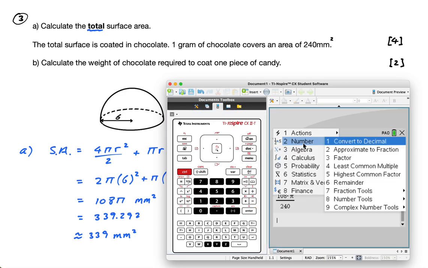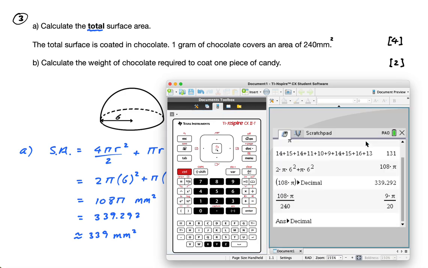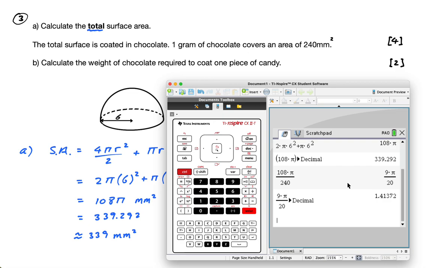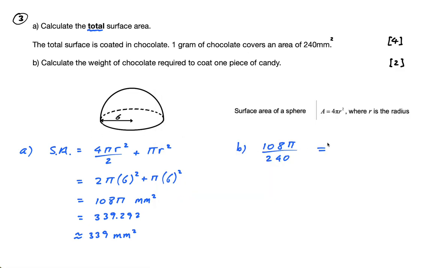Let's convert to decimal. 1.41372, which is approximately equal to 1.41 grams. Okay, that's question 3.